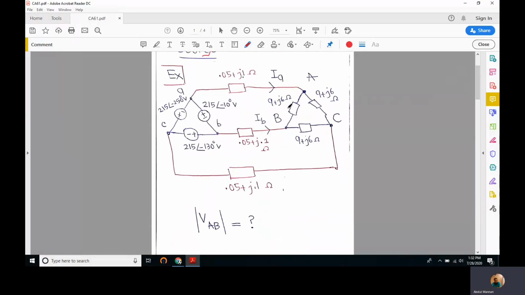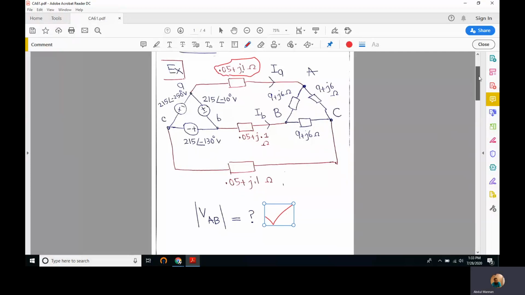It is driving a load that is 9 plus j6 ohms in each branch, and it is also delta connected. We have a 0.05 plus j0.1 ohm line impedance, the impedance of the line that is taking this voltage to the load. So we have to find this line voltage VAB. This is what is required.